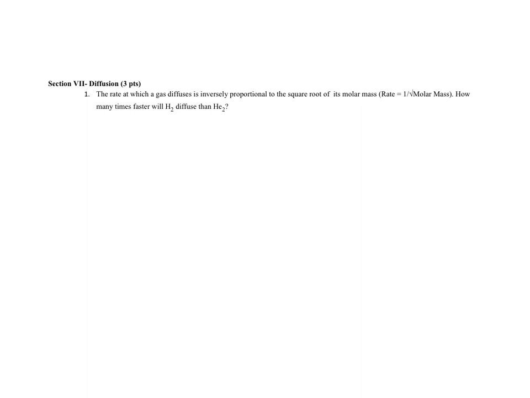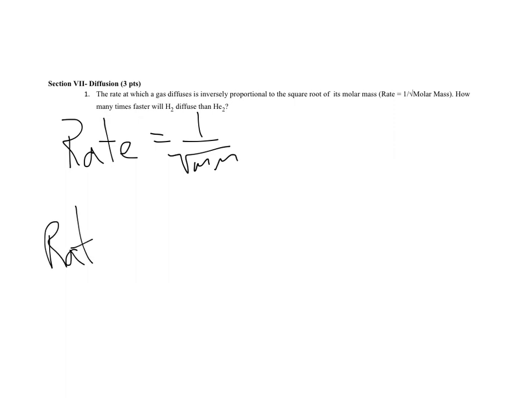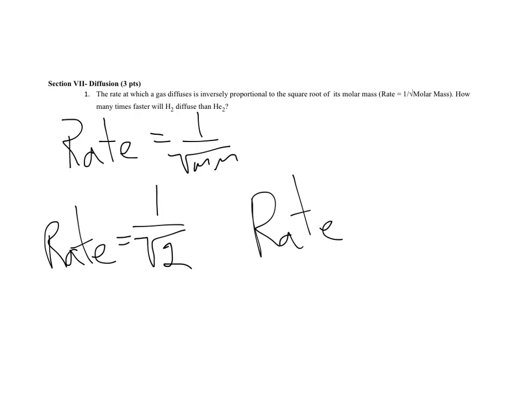Okay, diffusion. The rate of diffusion is equal to 1 over the square root of the molar mass of the gas. So we're really just basically comparing how much mass the gases have, and that goes into figuring out the rate. How much faster will hydrogen diffuse than helium? Well, the rate is equal to 1 over the square root of the mass. Well, the mass of hydrogen is 2, and the mass of helium is 4.